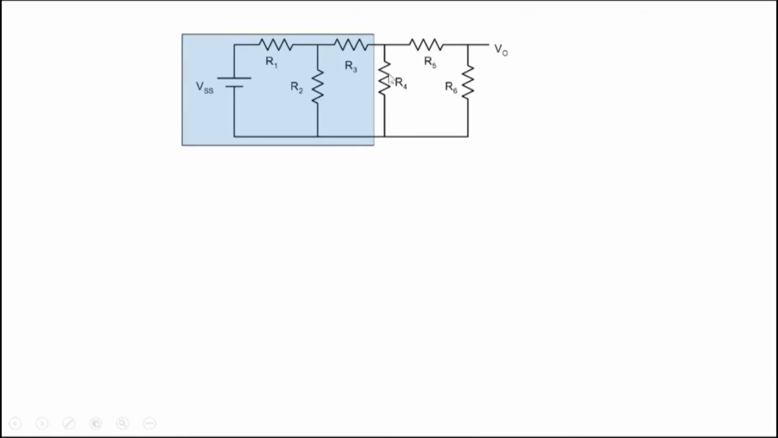As an example, if you want to find out the Thevenin's resistance for this particular part, what we do is we take this particular part and we remove all independent sources here.